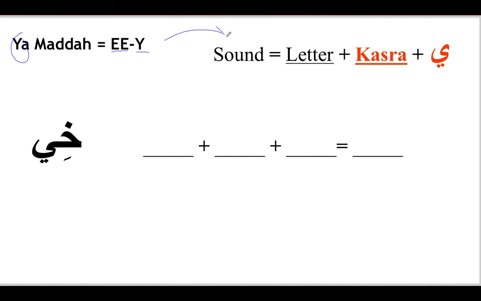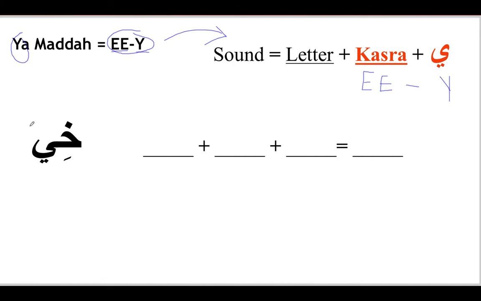So let's look at our equation on the right here. In order to make this letter ya madda sound, we need the sound of the letter plus the kasra, and then plus the letter ya, okay? So we know the kasra makes the double E sound, right? And the letter ya, as a letter by itself with no vowel symbols, makes the letter Y consonant sound. So connecting double E and letter Y, that makes the E sound, right? So that explains this over here. Double E is for the kasra, and Y is for the letter ya.